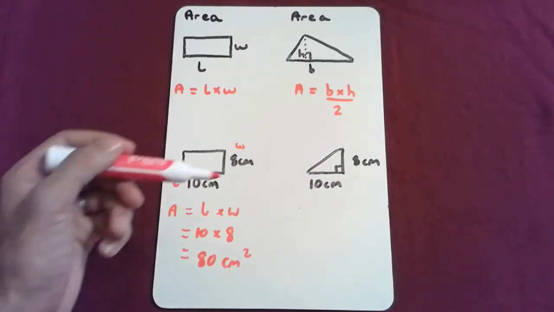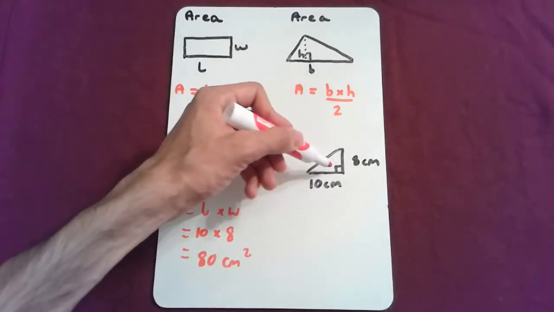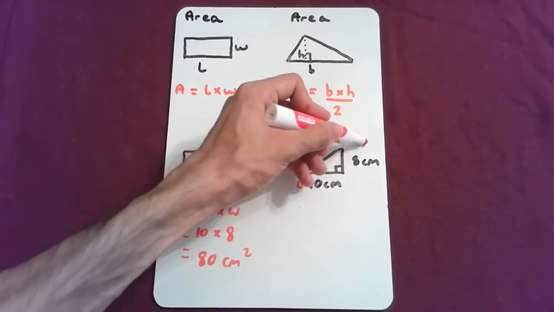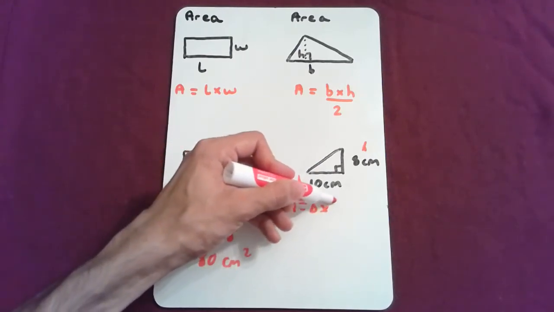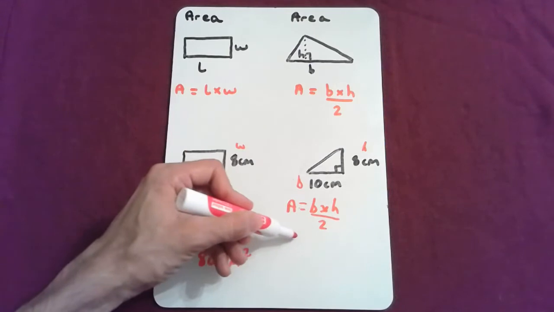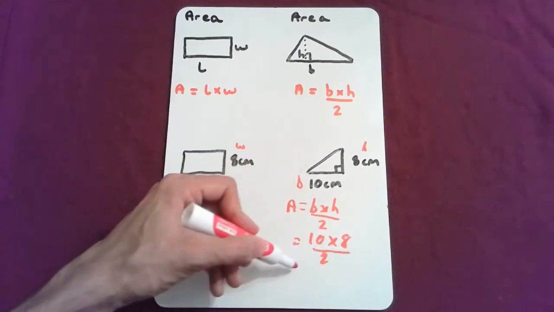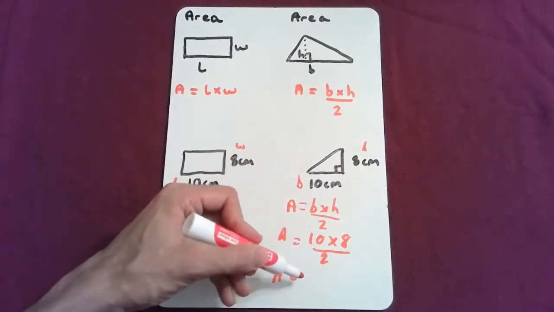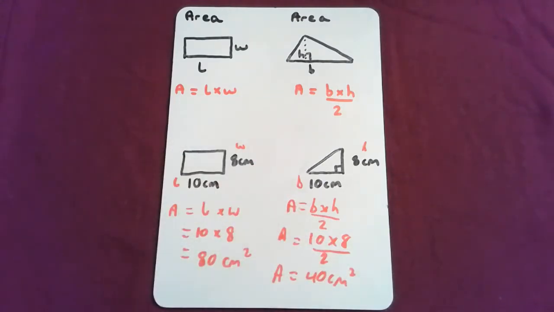Now for the triangle, we have a base of 10 centimeters and a perpendicular height of 8 centimeters, as we can see with this right angle over here. So our base is 10, our height is 8. We can say area is equal to base times height divided by 2, and that is 10 times 8 divided by 2, which is 80 divided by 2, which is 40 centimeters squared. So that is our recap of area of a rectangle and area of a triangle.